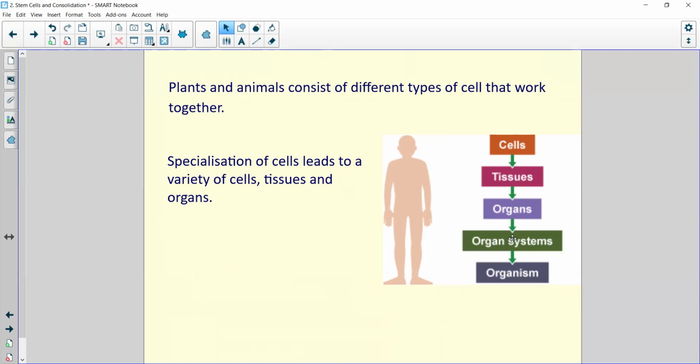And then those organs can form something more complicated, like a system. So the cardiovascular system has the heart, the blood vessels, and the different blood cells that are in the blood. So that is now an organ system. It consists of more than just the one organ. And then these systems group together to form the whole organism. And that's not just in animals, it's in plants as well.